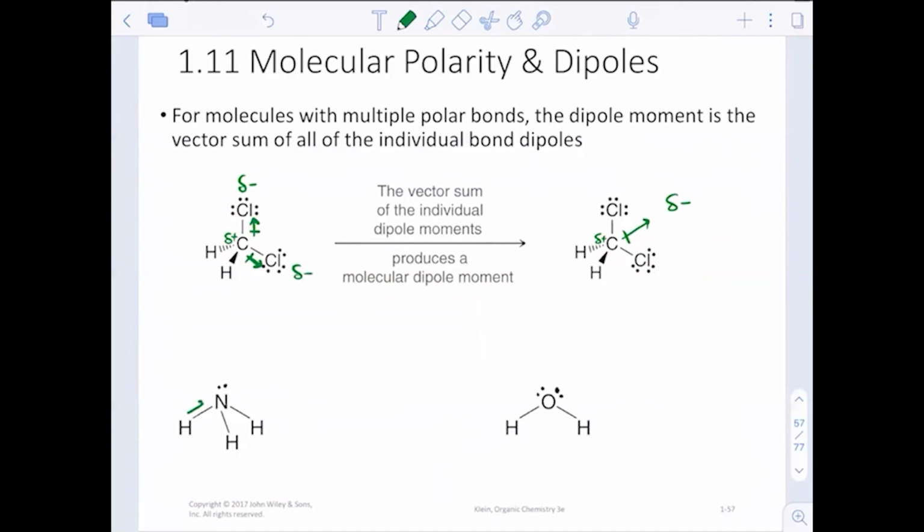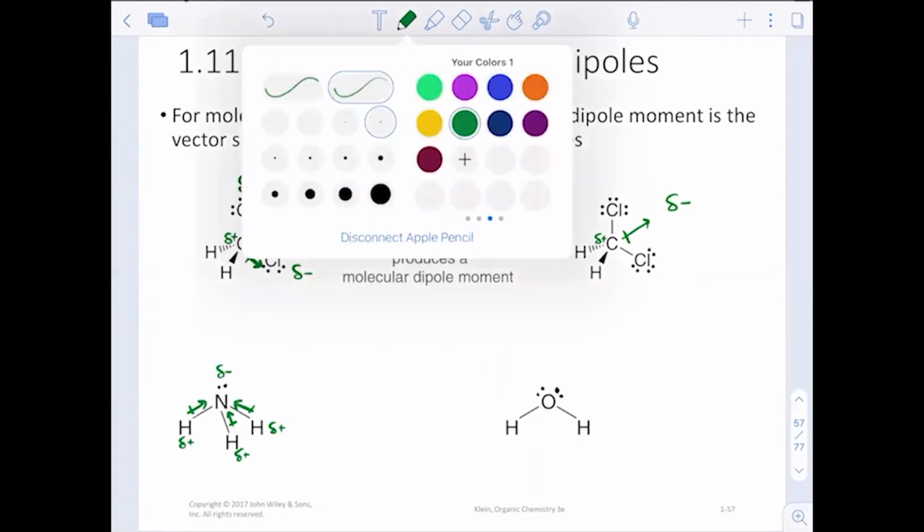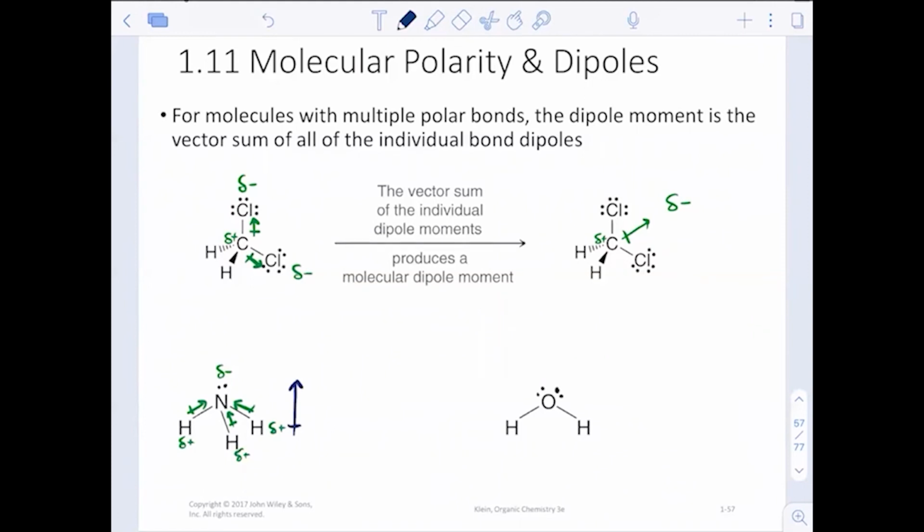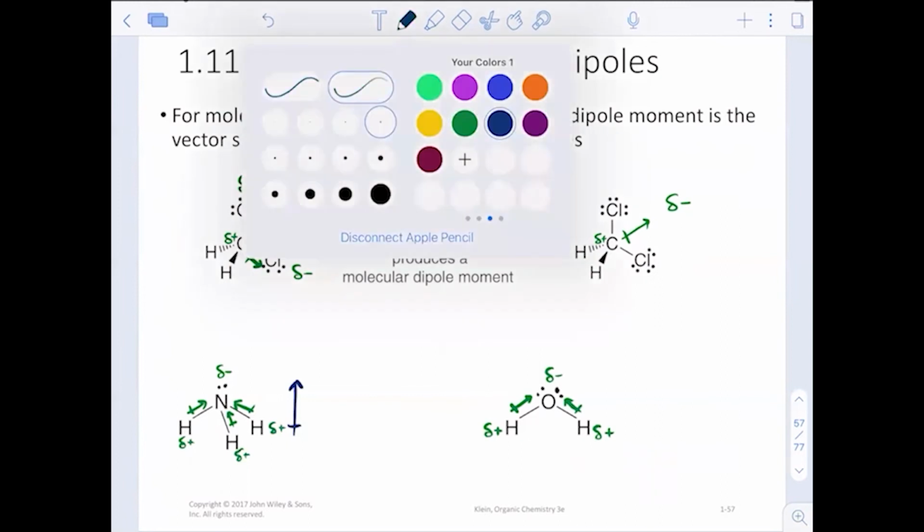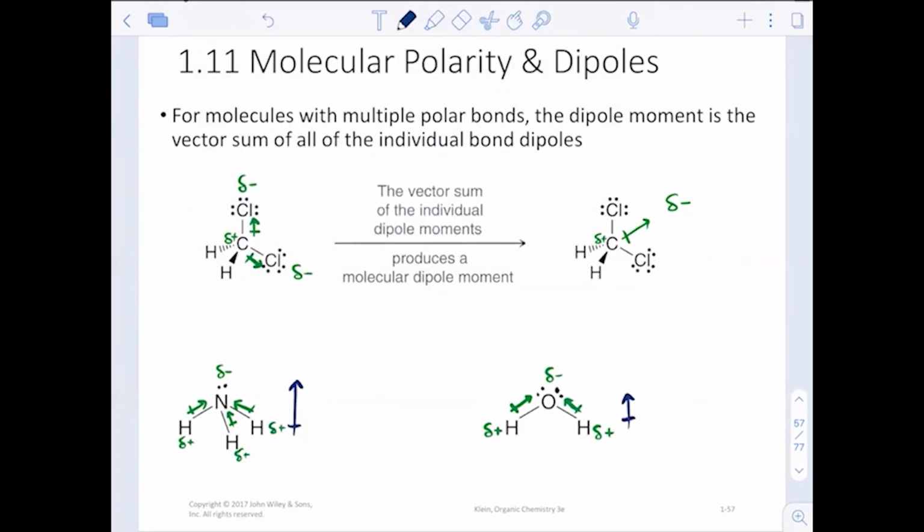Same thing with NH3. We have individual polar bonds resulting in a bunch of delta pluses on our hydrogens and a delta negative on the nitrogen. So overall, the polarity of this molecule points upward towards the nitrogen. Water has polar bonds. The overall polarity, the vector sum for that molecule, points towards the oxygen, right? There is a net dipole moment in all of these molecules.